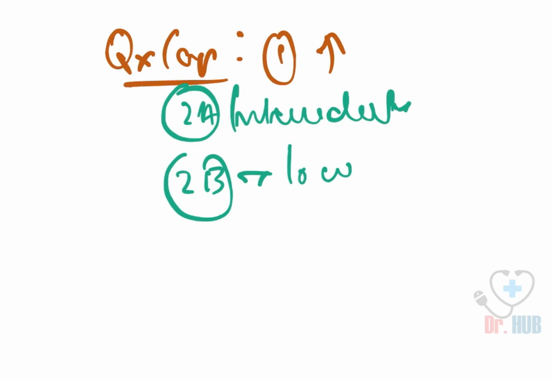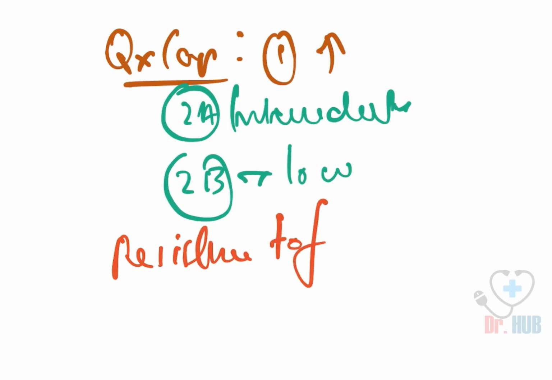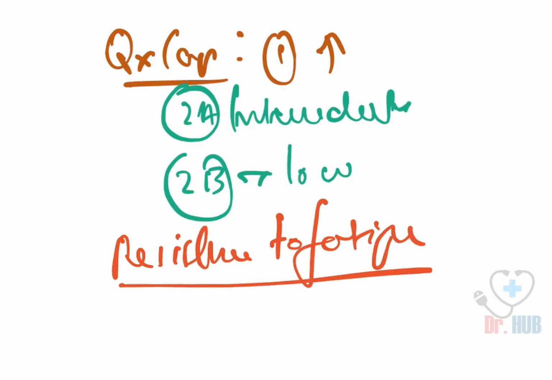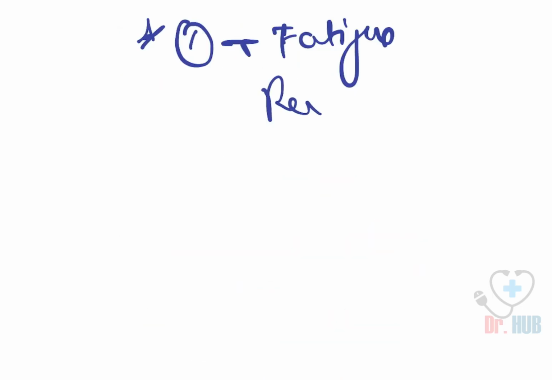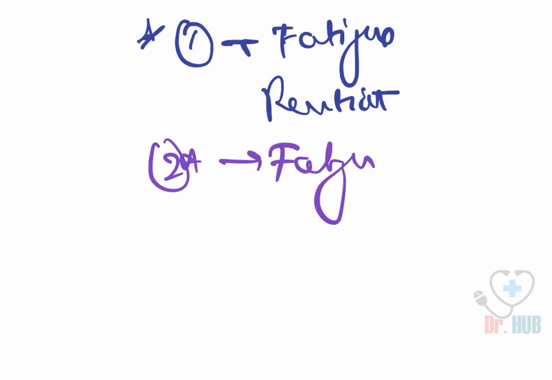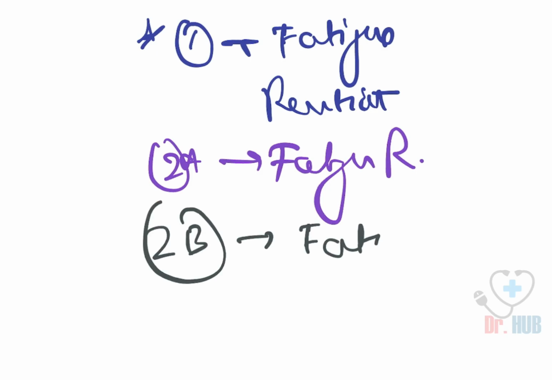Now looking at the last point, the resistance to fatigue. Type 1 is fatigue resistant, type 2A is fatigue resistant, and type 2B is fatigue susceptible.